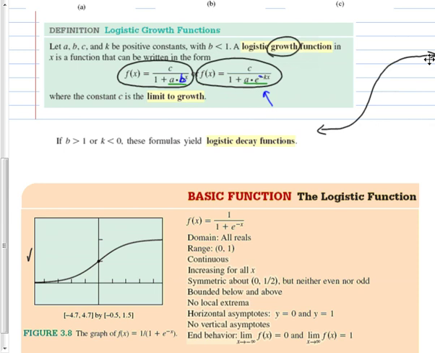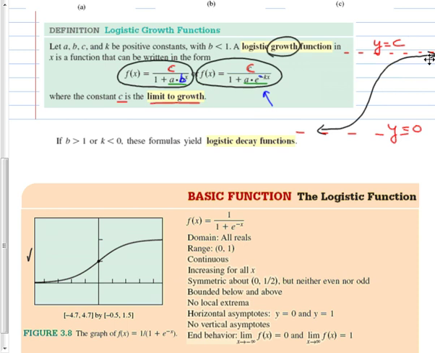And the top value, the C value up here, is called the limit to growth, or sometimes the carrying capacity. My Petri dish, my bacteria, how much bacteria can it carry or support? Well, there's a capacity to that. It's called the carrying capacity. And so that C is going to be a horizontal asymptote, y equals C. And the parent has a y equals 0 horizontal asymptote on the bottom.